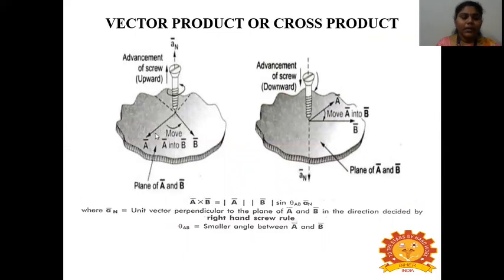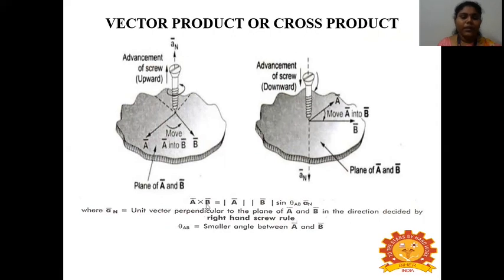See here, these are the two vectors, A vector and B vector. If A is moved into B, consider a screw here. If we rotate the screw in the anti-clockwise direction, then the movement of the screw will be upward. That is, its unit vector will be towards the upward direction. And if we move A to B in the opposite direction, that is clockwise, then the screw will move downwards. So here the AN vector will be towards the downward direction.